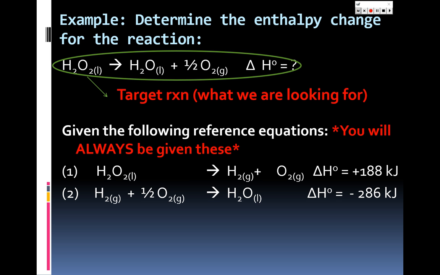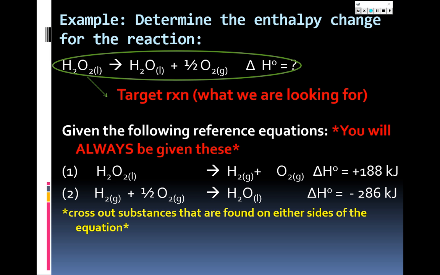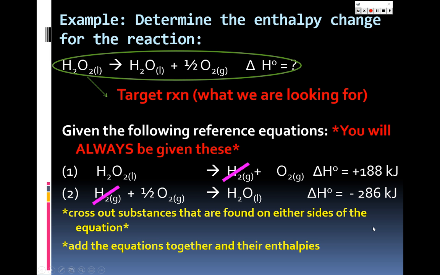The way that we handle this, and there's a reason that I wrote these arrows lined up like this, and there's a space here, is that what you're going to do is cross out substances that are found on either side or both sides of the equation. If you line up your arrows, then it's a little bit more obvious what are products and what are reactants. It's sort of like they cancel out, okay? So, for example, here, hydrogen is a product. Over in step number 2, it's a reactant. Those are opposite sides. So you can cross them out.